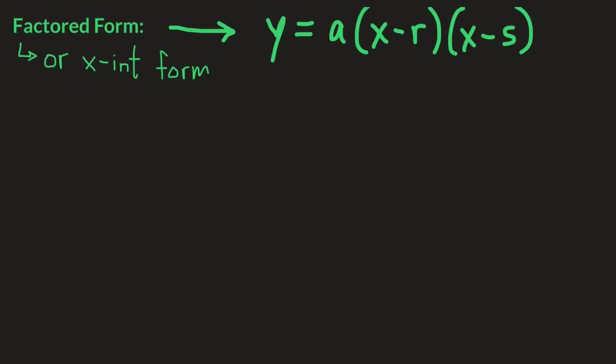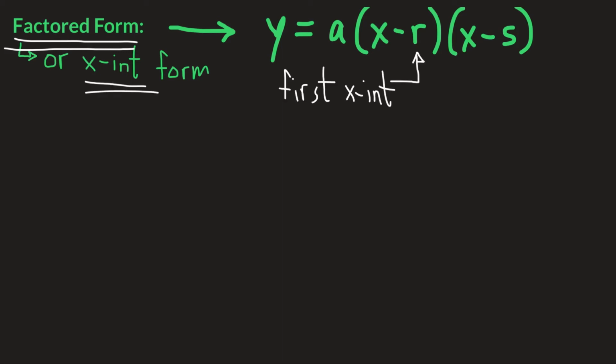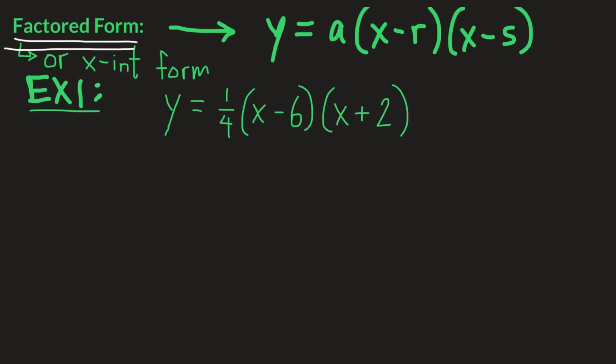Now let's take a look at reading factored form. It's sometimes referred to as x-intercept form because r is the first x-intercept and s is the second x-intercept. Let's take a look at this example and come up with the most important points about this parabola. First, we see that the a value is positive 1/4.